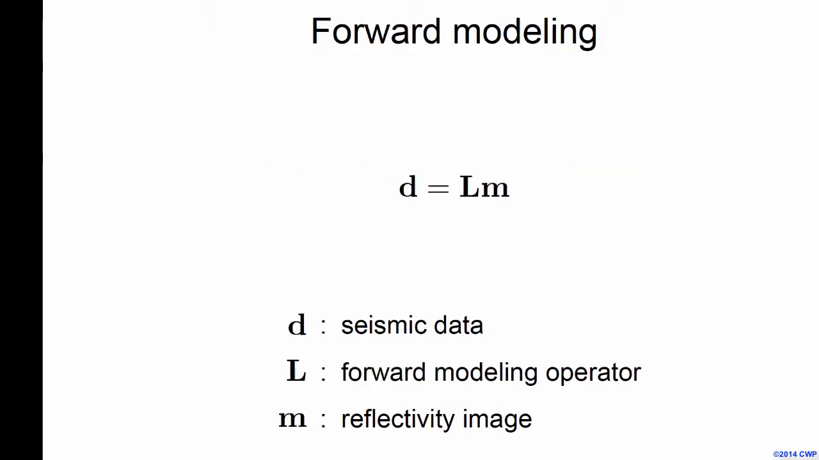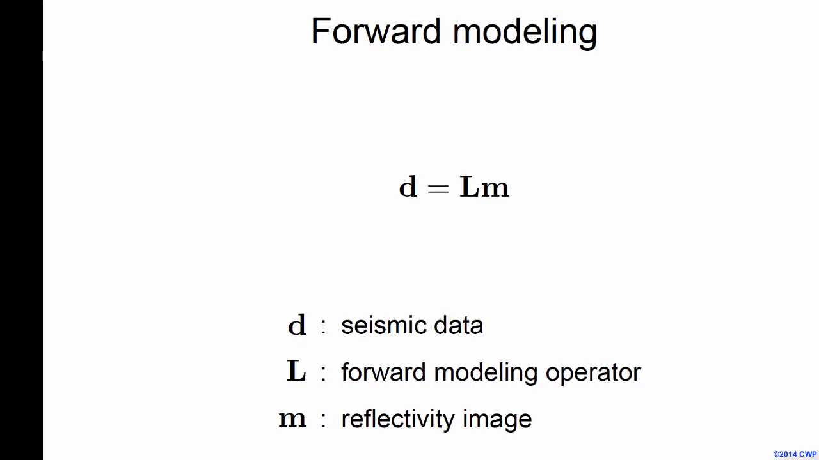So with that in mind, let me switch to matrix-vector notation. In this equation now, m is the discretized reflectivity image. L is a linearized forward modeling operator, which involves the solution of the two previous wave equations, one for the incident wave field, another for the scattered. And in addition, L also includes a sampling or restriction operator that restricts the wave field to locations where we have seismic data, d.